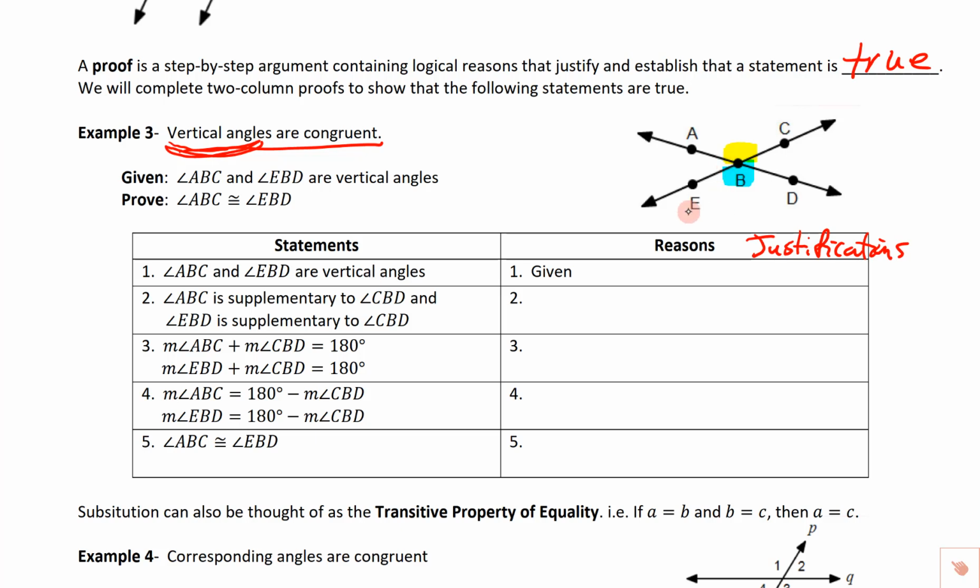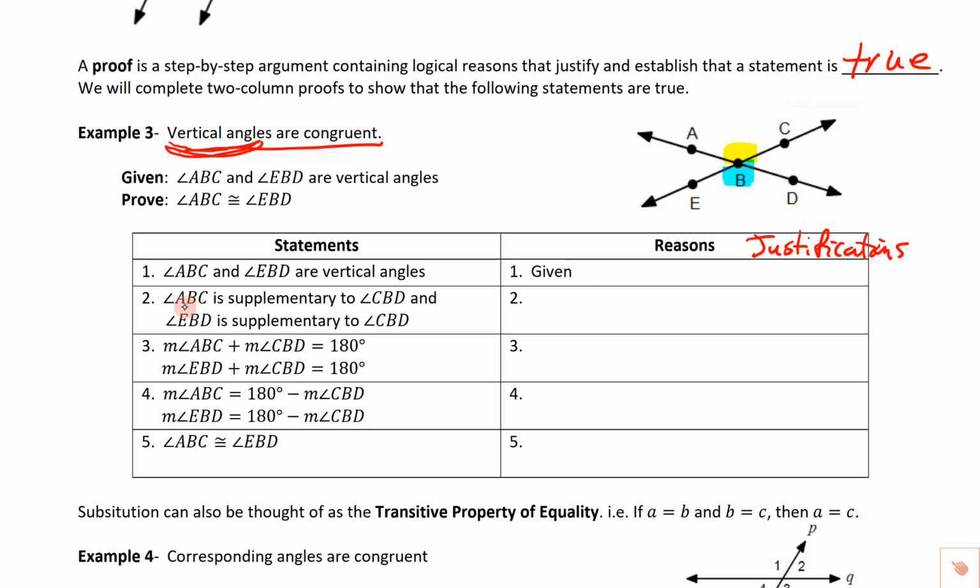We're going to take a look at this, and we're going to take each one of these statements step by step, and we're going to provide some justification for these. So the fact that these two angles are vertical, well, they gave that to us. So the first step in one of these type of proofs is they just gave this to us. So we just write given.